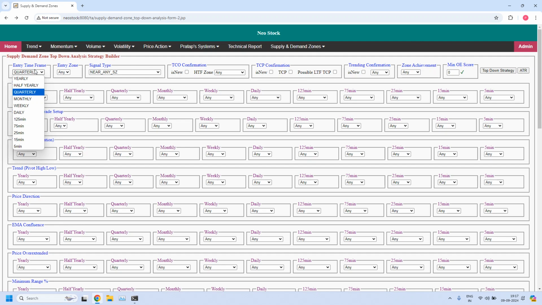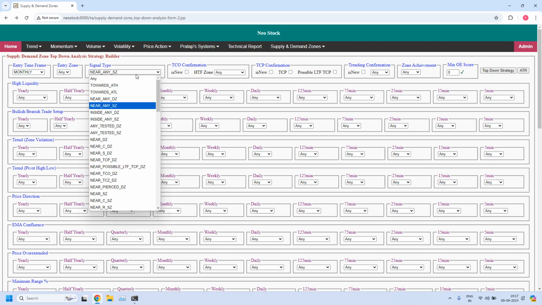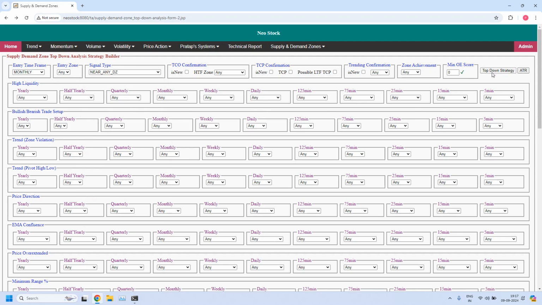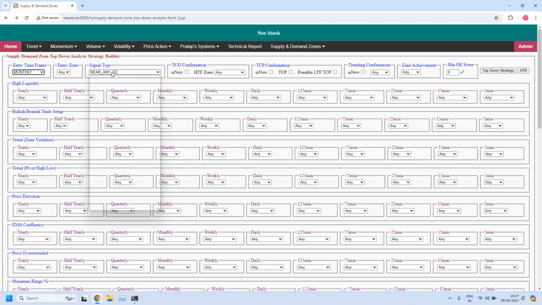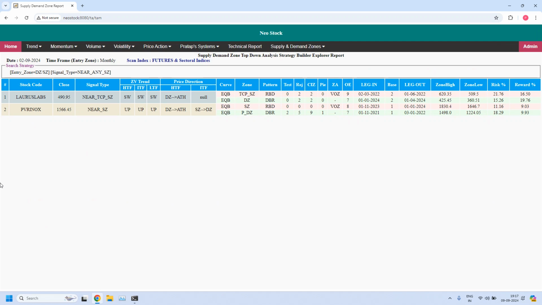Next time frame is monthly. Let us find the stocks near monthly demand zone. Two stocks are filtered. Next, for monthly time frame, let us find the stocks near the monthly supply zone. Two stocks are filtered.